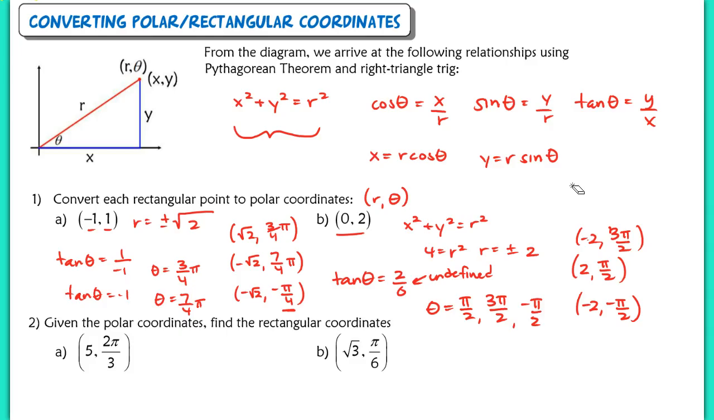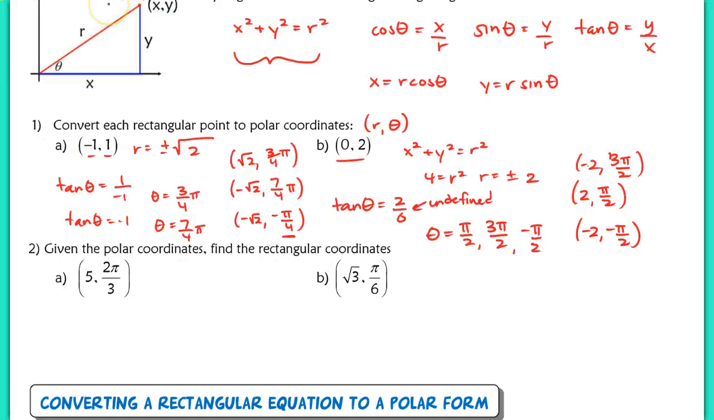When you're given polar coordinates, finding the rectangular coordinates, I think, is a little bit more straightforward. Okay, in example 2a, I'm given the polar coordinates 5, 2 pi over 3. Remember, that represents r and theta. And I want to know what the xy coordinate is. Now, instead of using x squared plus y squared equals r squared, and the tangent of theta equals y over x, I'm going to use the two formulas that give me x and y in terms of r and theta, because I know both r and theta. So I know that x is equal to r times the cosine of theta, and I know that y is equal to r times the sine of theta.